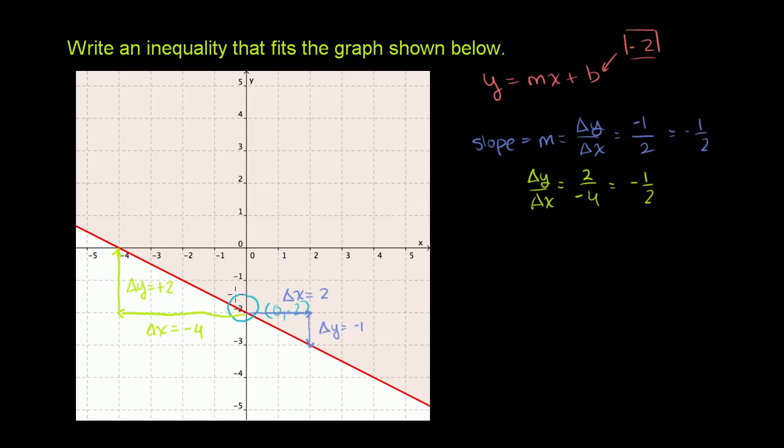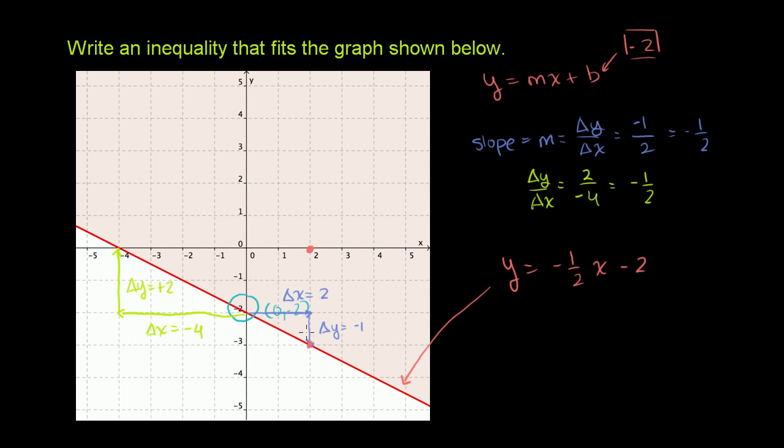It's -1/2. So the equation of that line is y is equal to the slope, -1/2, x plus the y-intercept, -2. That's the equation of this line right there. Now, this inequality includes that line and everything above it. For any x value, let's say x is equal to 2, when x is equal to 2, this value is going to give us -1/2 times 2, which is -1, minus 2, which is going to give us -3.